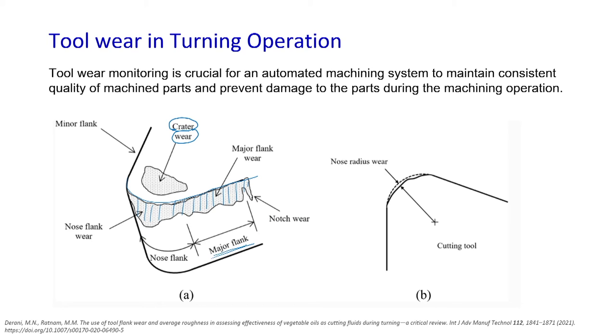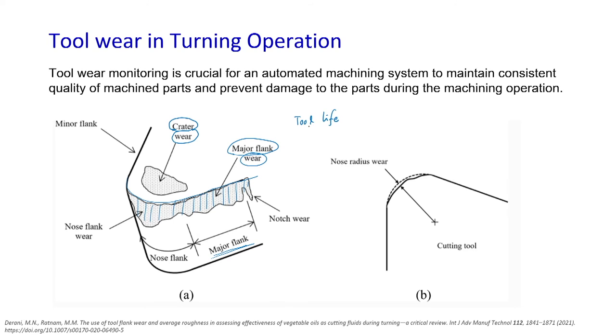So this is the major flank, and by computing the flank wear, we can easily find out the tool life. The tool life is dependent on the flank wear. It is a function of flank wear. And flank wear is affecting the surface quality of the finished or the machined portion.